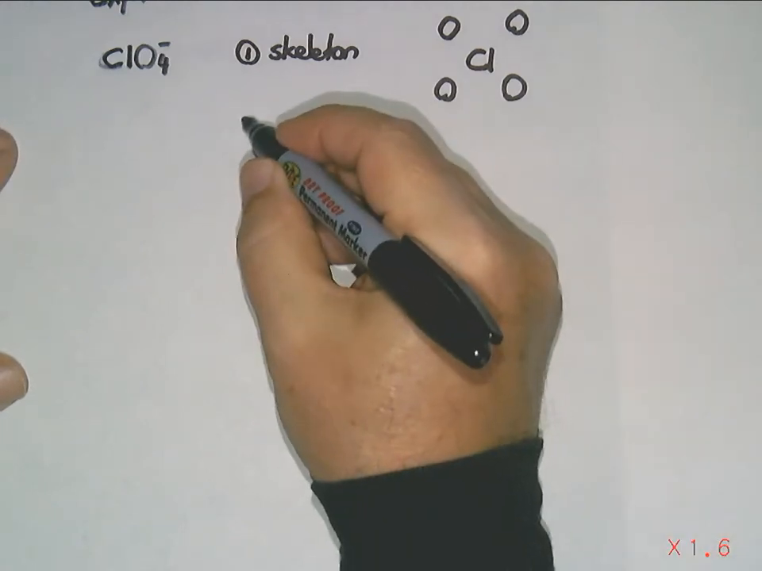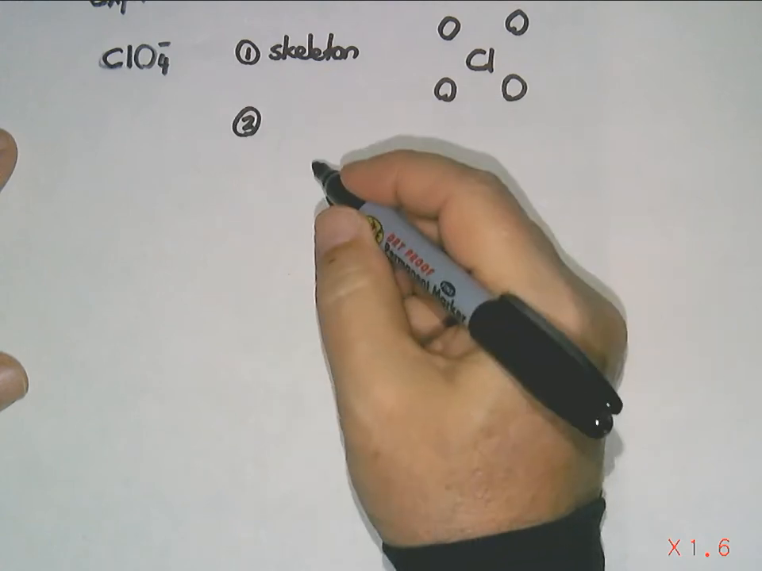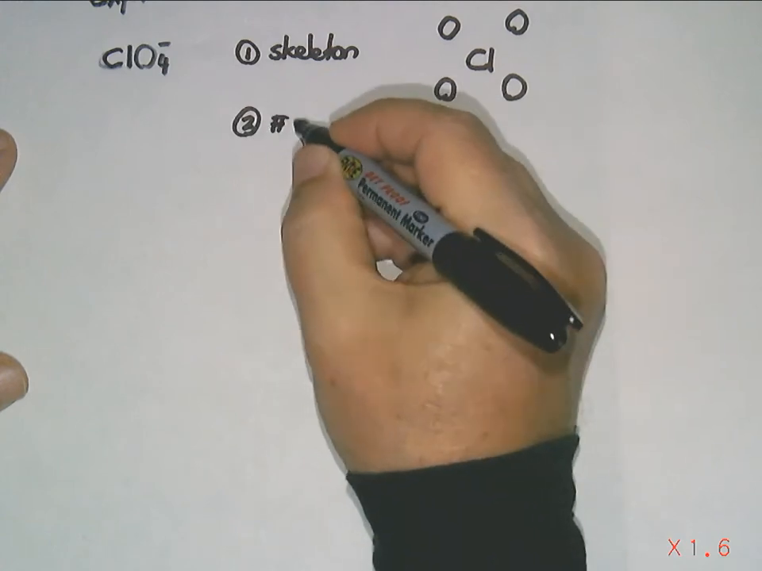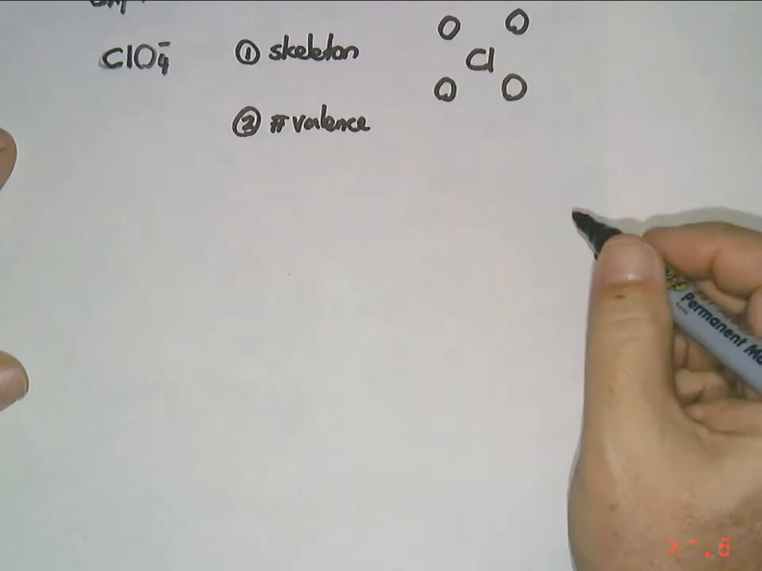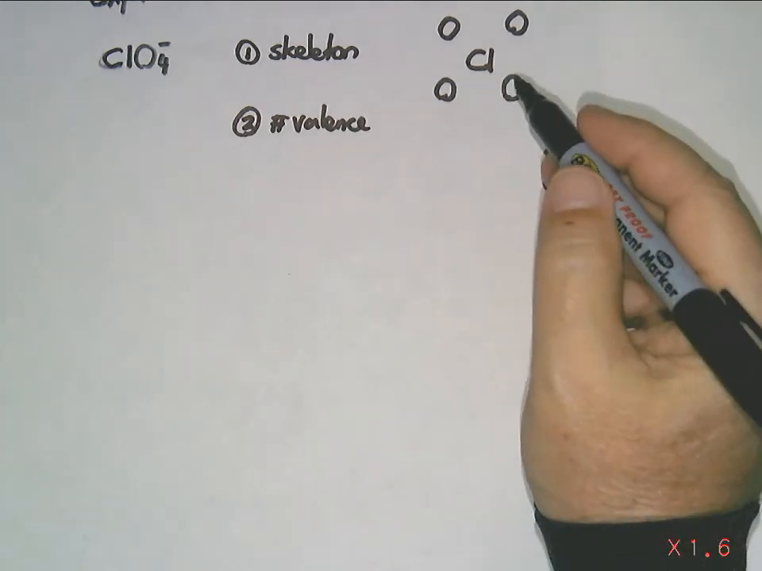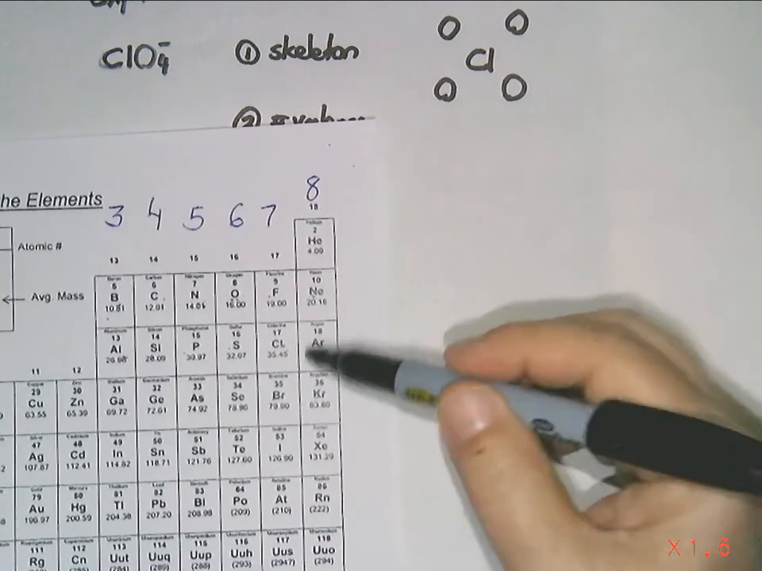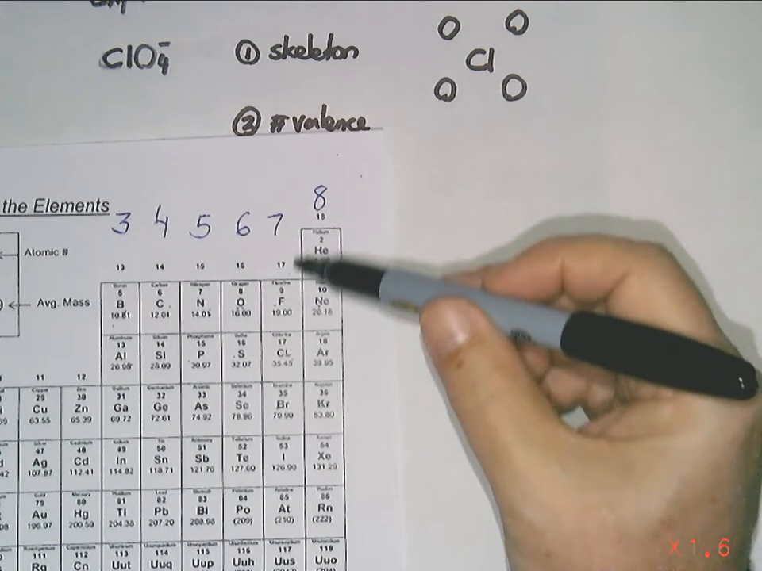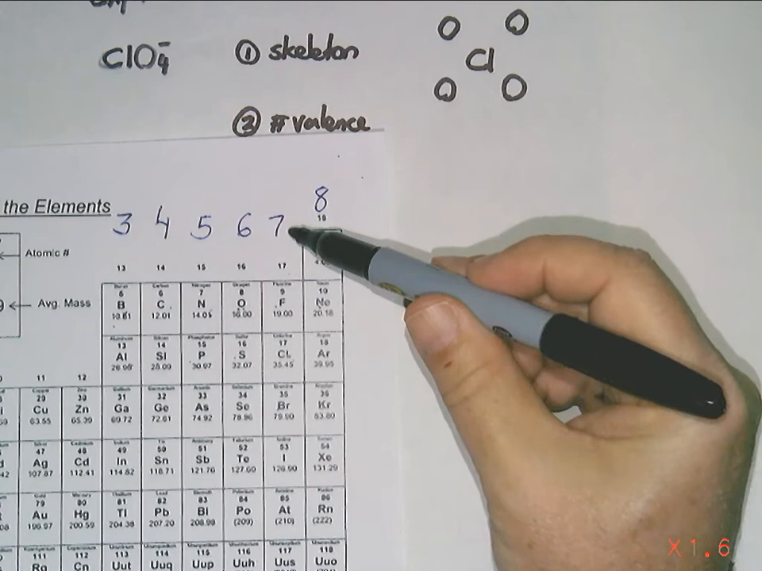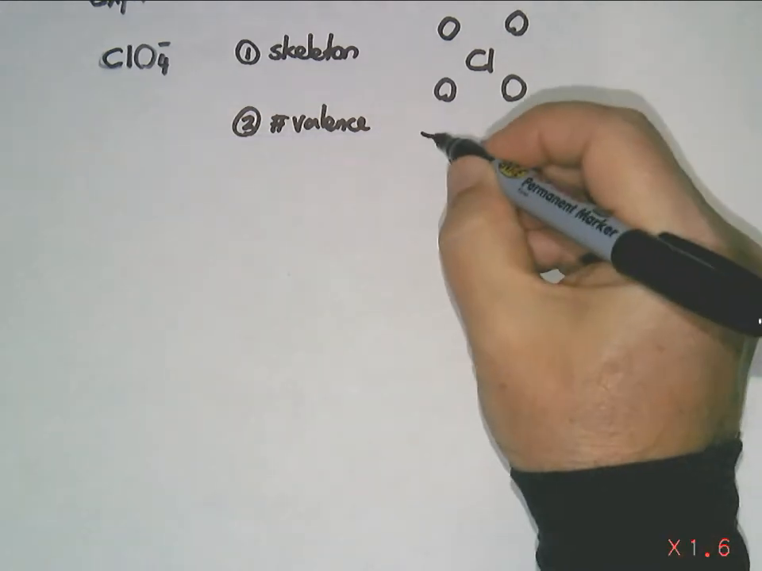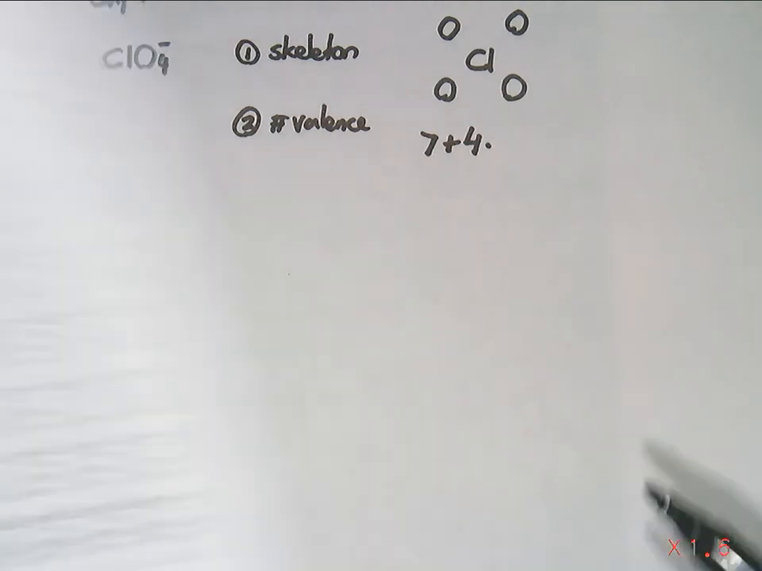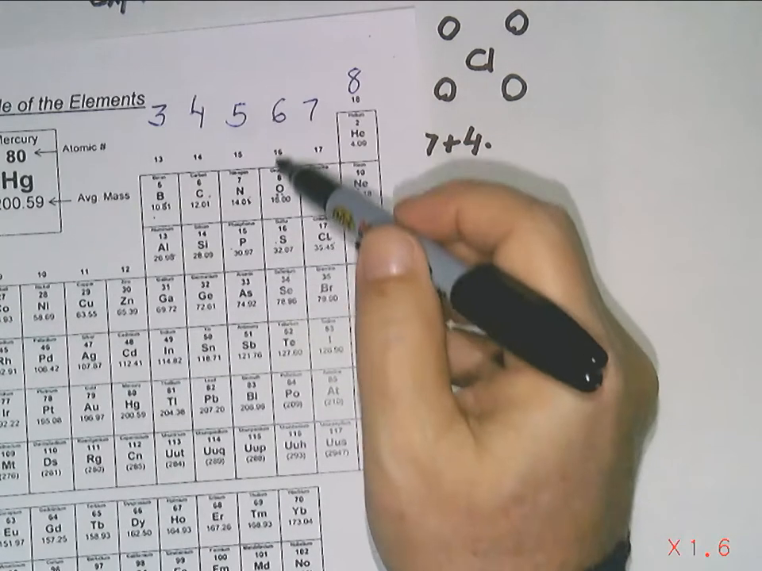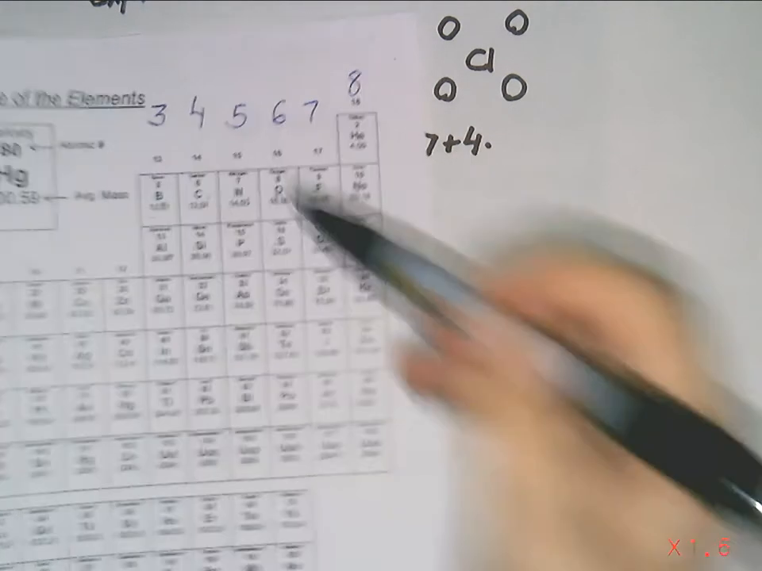Step 2. Count the valence electrons. Okay, I'm going to look at chlorine on the periodic table. It's here, and it's in the column with 7 valence electrons. So I have 7 for the chlorine, plus 4 times what for the oxygens? Oxygen is in the column with 6 valence electrons.